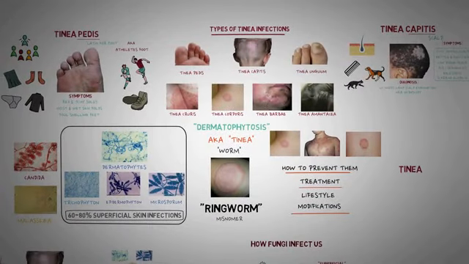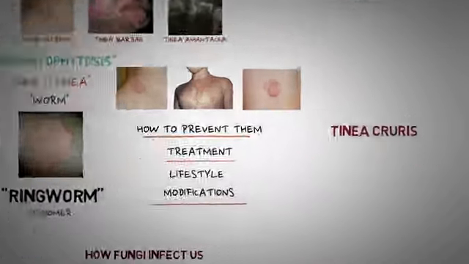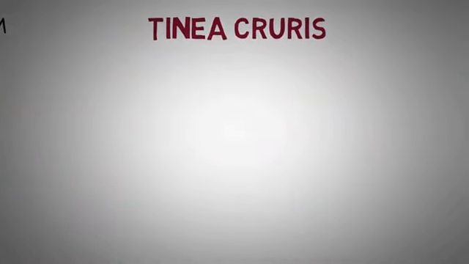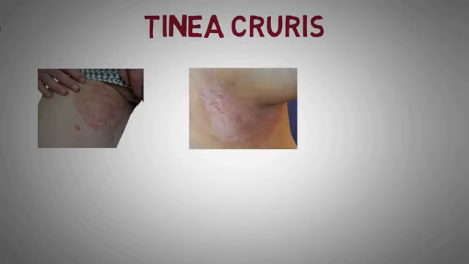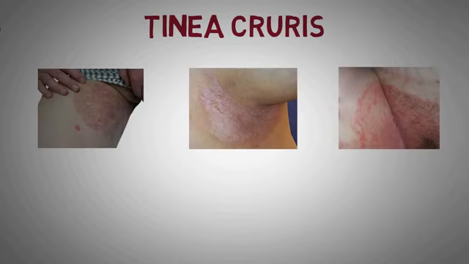Now let's look at another superficial fungal infection known as tinea cruris, which is very common. The word crura signifies legs, but the infection that we are going to talk about does not occur on the legs but in between the legs, that is the groin area. It affects the skin of the genitals, inner thighs and sometimes buttocks. This condition is known as jock itch.